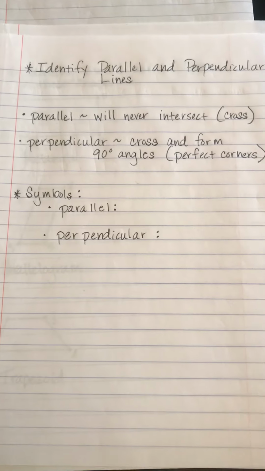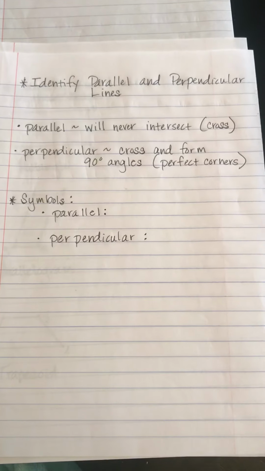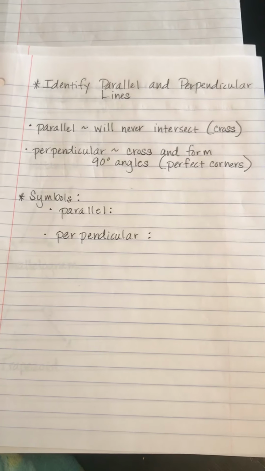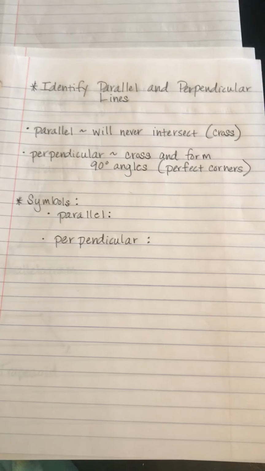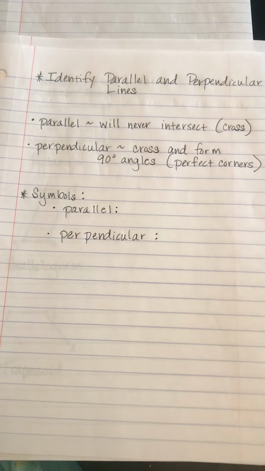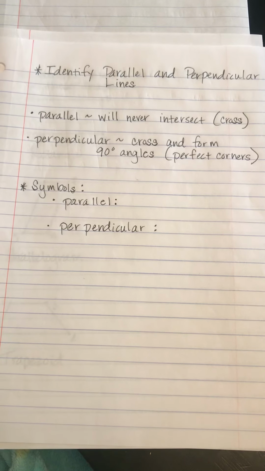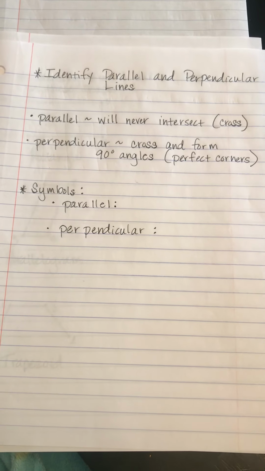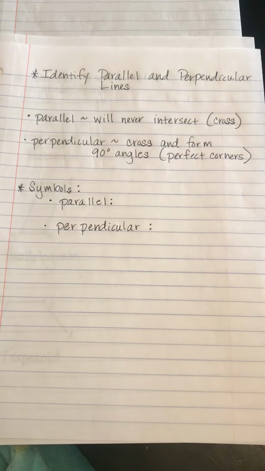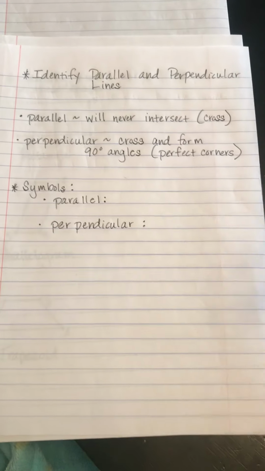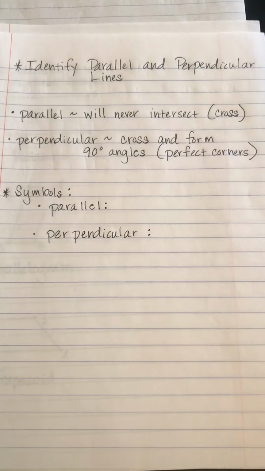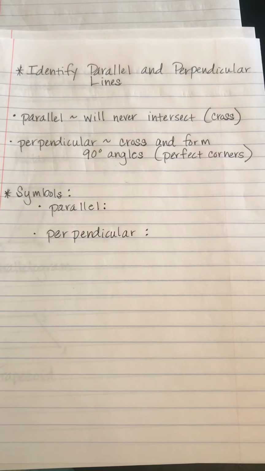Right, today we are going to be working with parallel and perpendicular lines, as well as discussing different types of angles. So we're going to be talking about right angles, acute angles, and obtuse angles as well. So let's begin by discussing what the words parallel and perpendicular mean.